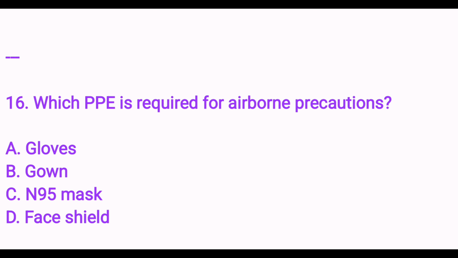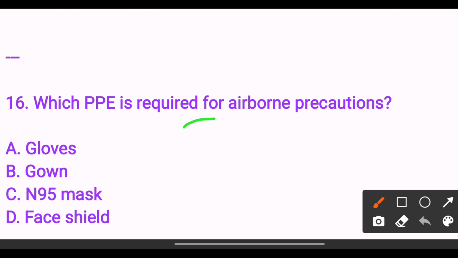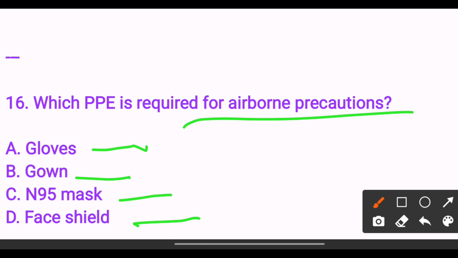Next, which PPE is required for the airborne precaution? Option A gloves, option B gowns, option C N95 masks, option D face shields. The answer is option C N95 masks.